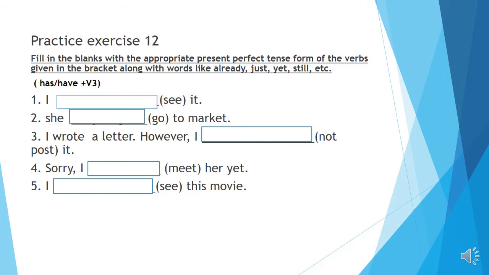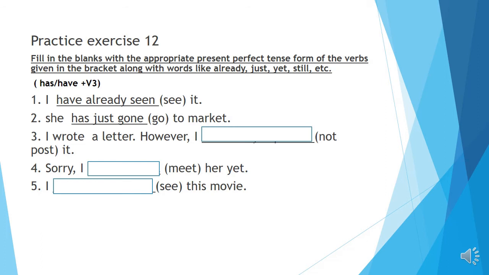Okay children. Number 2. She dash go to the market. Here present perfect tense is she has gone to the market. We can use any one of the words, and I use here just. She has just gone to the market. Okay children, here the words already, just, yet, still, etc. we use between the two words.